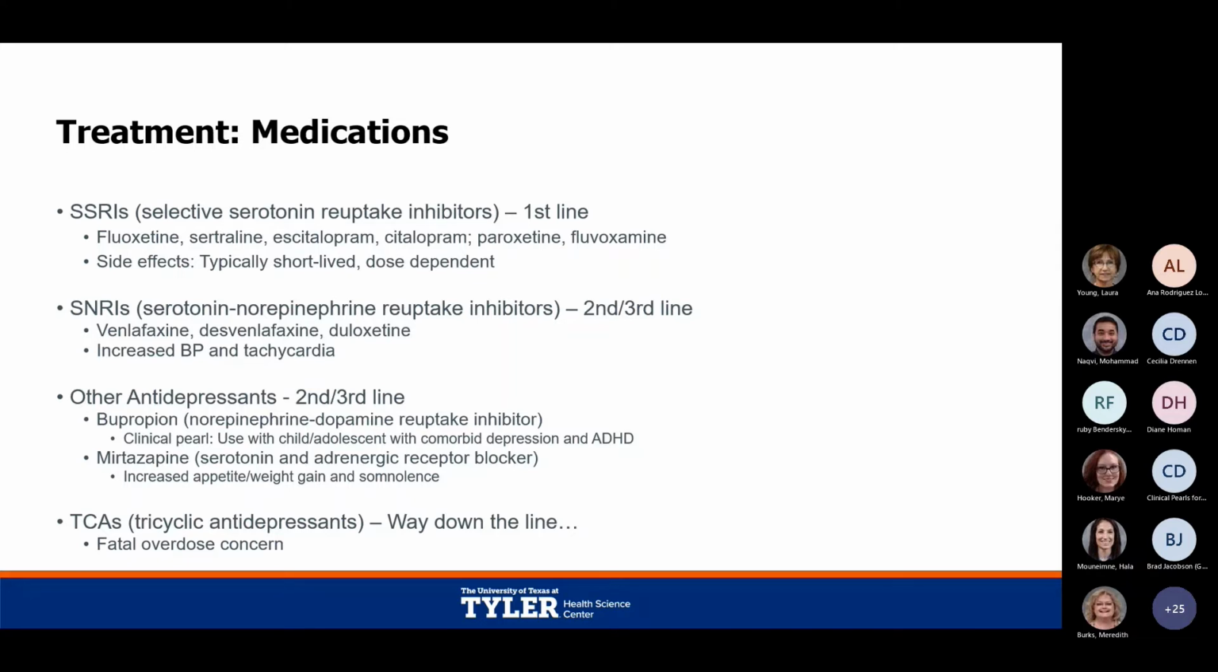And then we have the tricyclic antidepressants, or the TCAs, and those are way, way, way down the line as far as utilizing them. And it's not because they are not effective and don't work. They work very, very well.